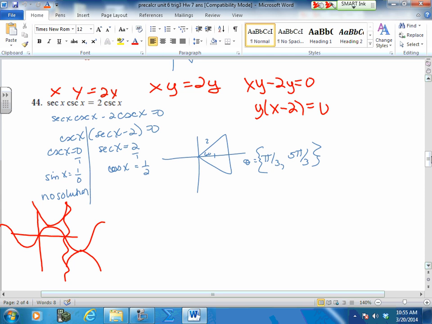So essentially what we did here, we took out a cosecant. You cannot divide by your variable. You cannot. Good? Done? How'd we get the angles?